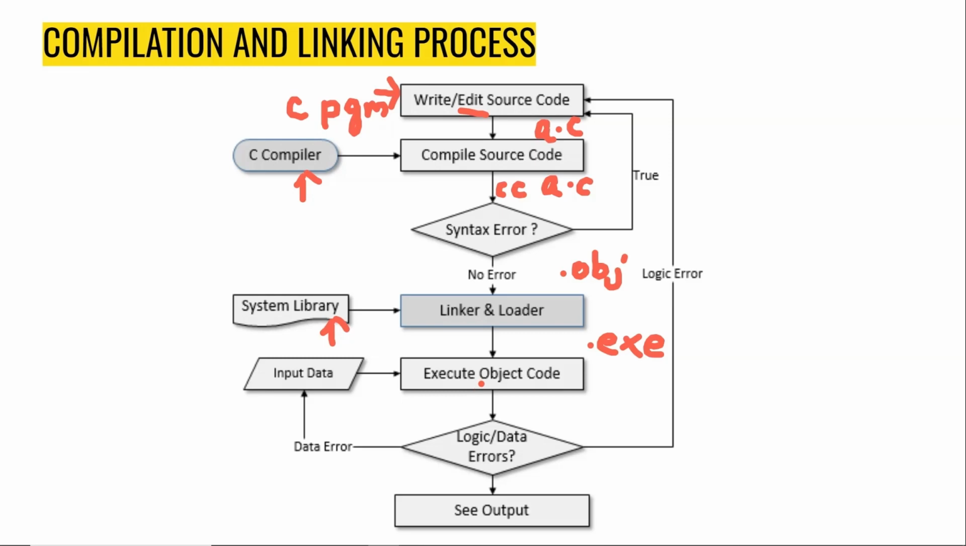While generating the executable object code, if there is any error, it will be either a data error or a logical error. If it is a data error, in which the input data given is not in the proper format as specified in the input statements, then again we have to feed the input and run. If it is a logical error, which means that the expected output is not obtained, then we have to correct the source code, save the program, compile it and then run the program again. So this is the procedure that we have to follow.